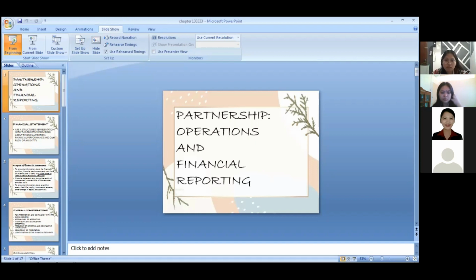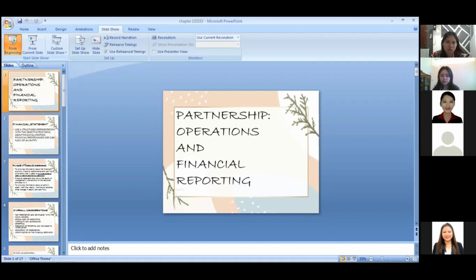Financial statement, ito yung formal records of financial activities and position of a business, person, or an entity. It is a structured representation with the objective of providing information about financial position, financial performance, and cash flow of an entity. The purpose of financial statement is to provide information about the financial position, financial performance, and cash flow of an entity that is useful to a wide range of users in making economic decisions.